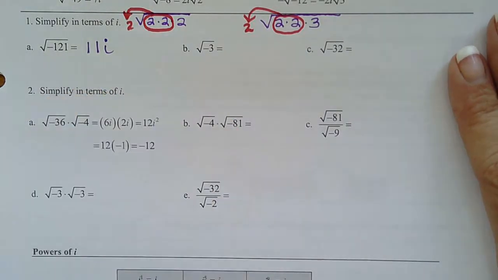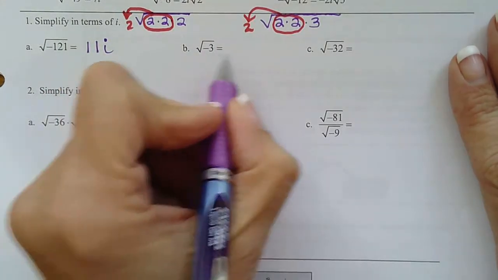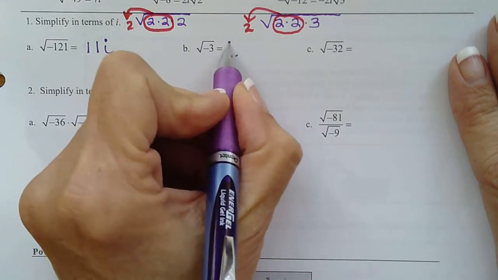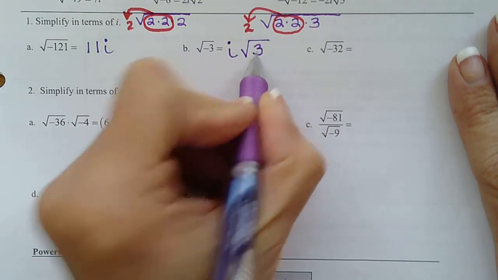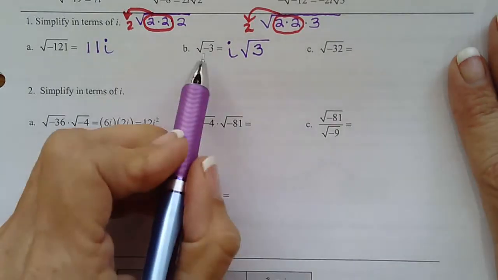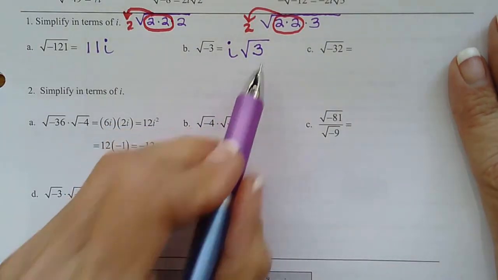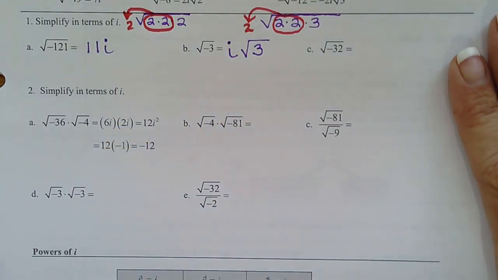What about this one? Ooh, can we break down 3? We can't, right? It can't come out of the radical, but the negative does have to come out, so we write it as i radical 3. So the negative comes out as an i, the 3 stays under because there's not a pair of 3s. There's only one 3, not enough to get out of jail.